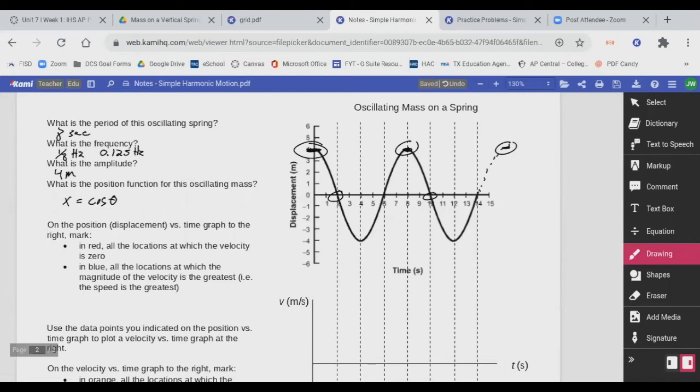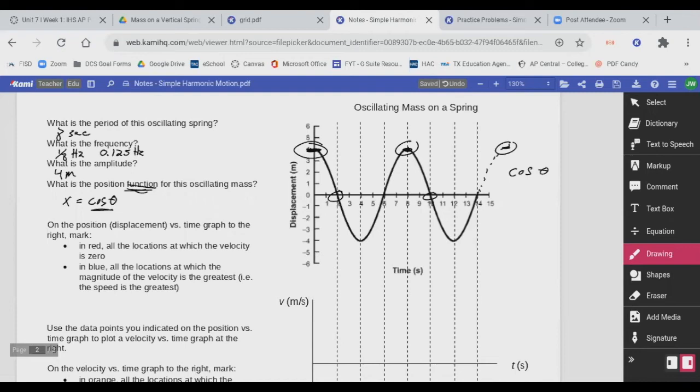Oh, the number doesn't matter for this one where it says, what's the position function? It's only asking for the function. So we only have to say cosine. We're not solving for it. It's just asking for the function. So we would say that this is the cosine of theta because it's a cosine graph. It's not getting too technical.